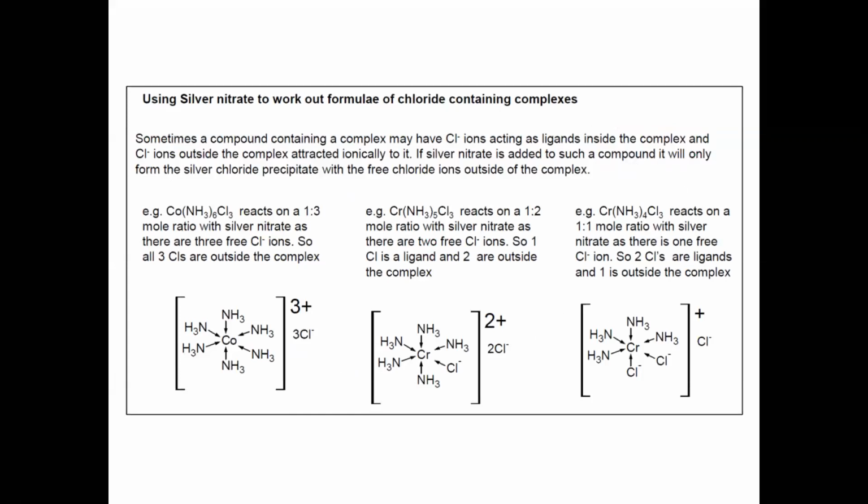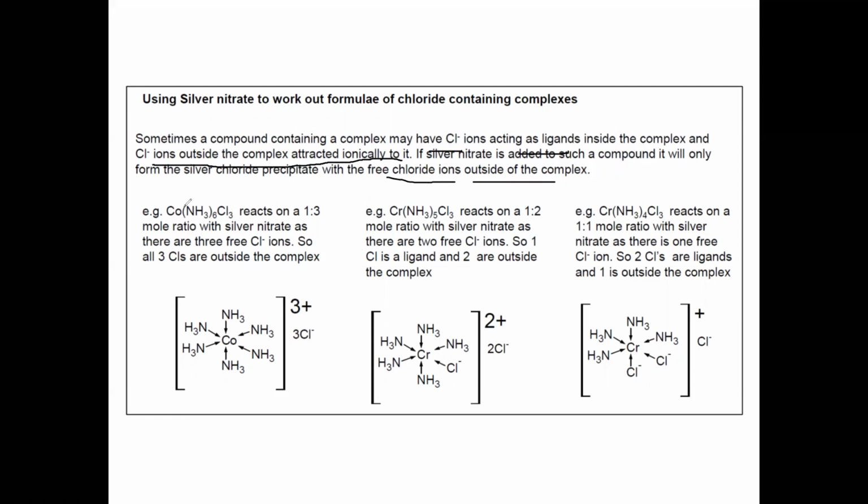Then using silver nitrate to work out the formula for a chloride-containing complex. How can we identify how many chloride ions are in the complex? There is a simple way. Sometimes the compound contains a complex which may have chloride acting as a ligand inside it. Chloride ions outside the complex are attracted towards silver ions and will form silver chloride, giving a white precipitate with the free chloride ions outside the complex.